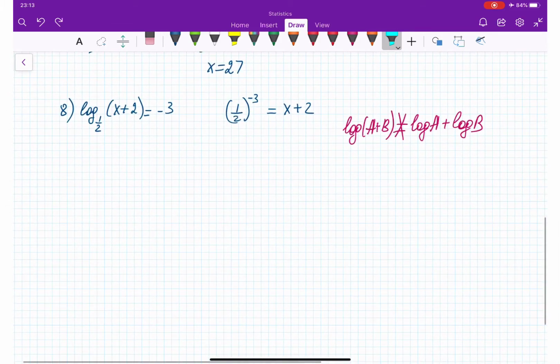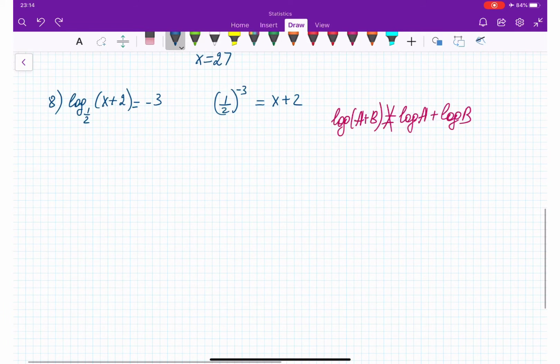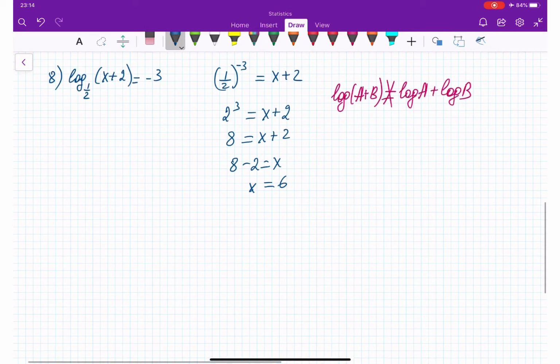All right, so what do we have here? We have 1/2 to the power negative 3. So I'm going to flip and represent it in the format of positive 3. So 2 to the power 3, right? Because 2 over 1 to the power 3 is equal to x plus 2. 2 to the power 3 is 8, which is equal to x plus 2. So I'm moving 2 to this side, which will be negative. 8 minus 2 is equal to x. x is equal to 6.